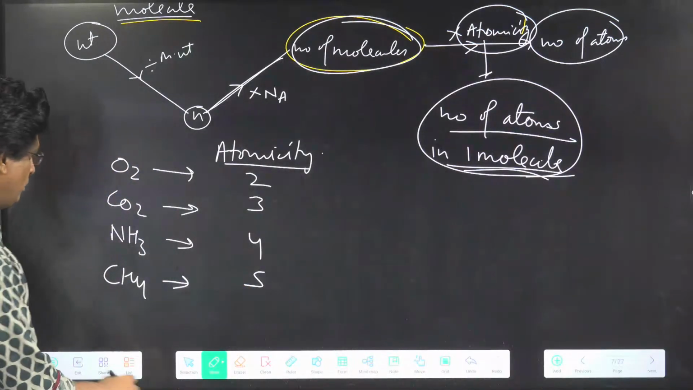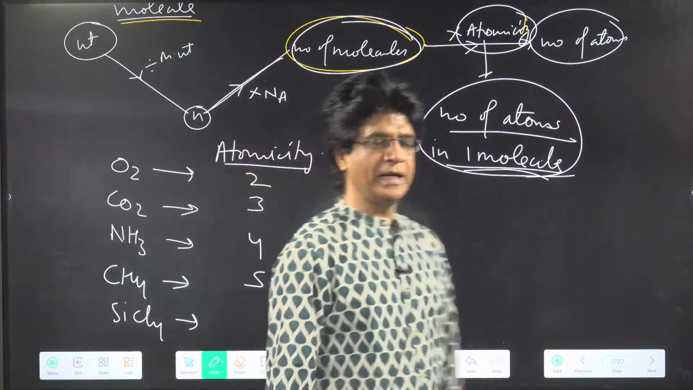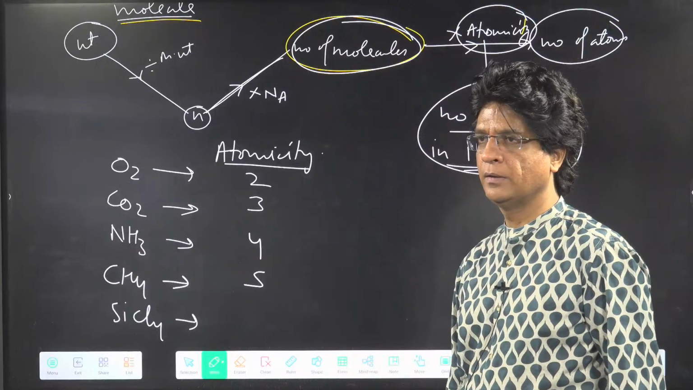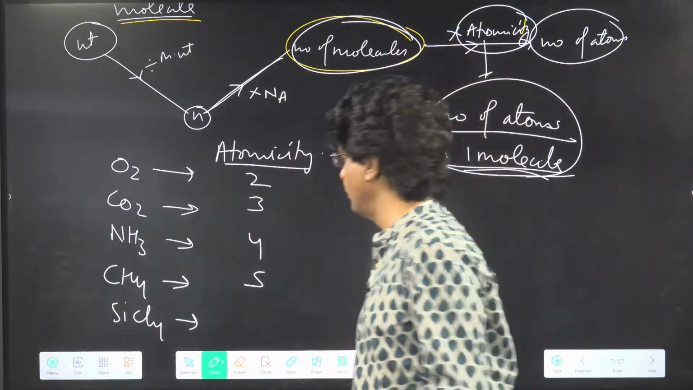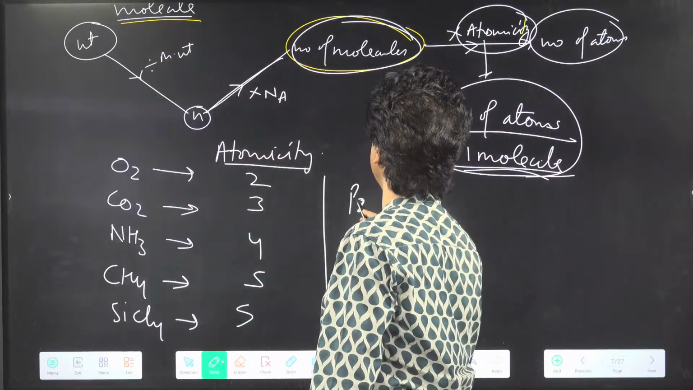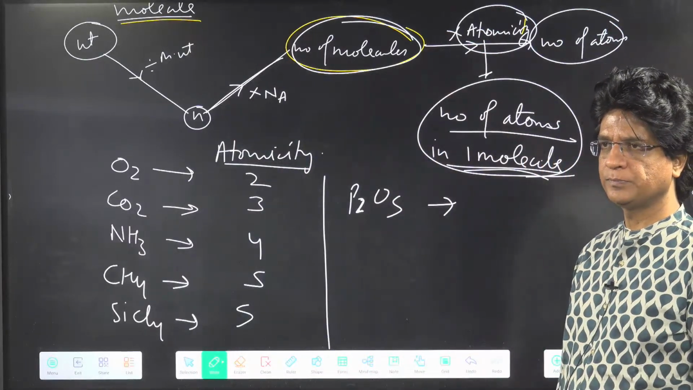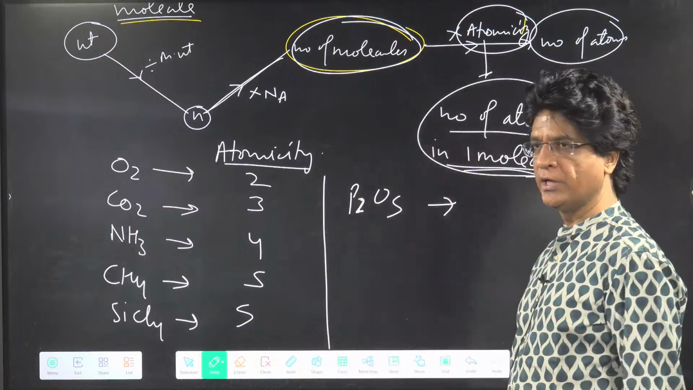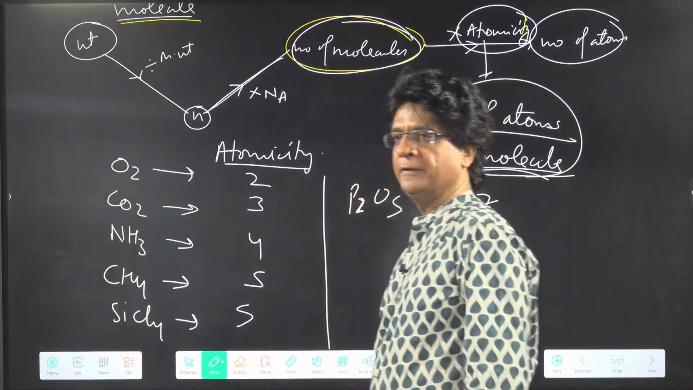Now SiCl4, silicon tetrachloride. Again 5: 1 silicon plus 4 chlorine. Who will tell me P2O5? What is the atomicity? It will be 7: 2 phosphorus and 5 oxygen. Is that clear or not?